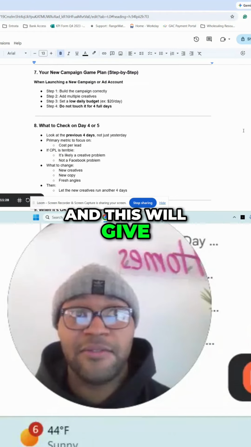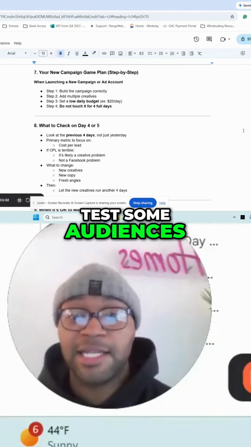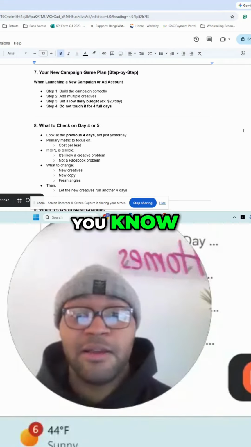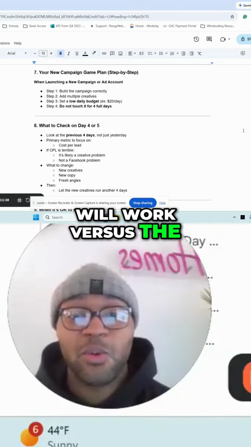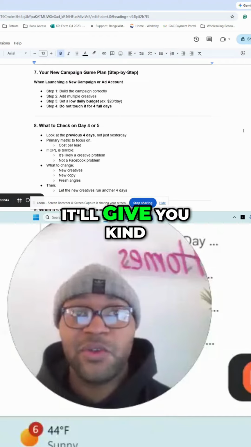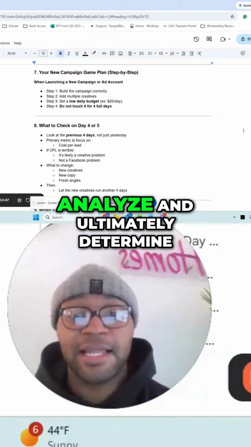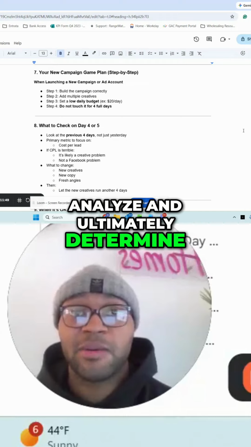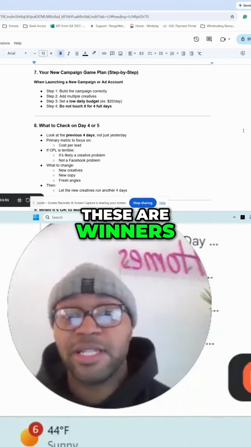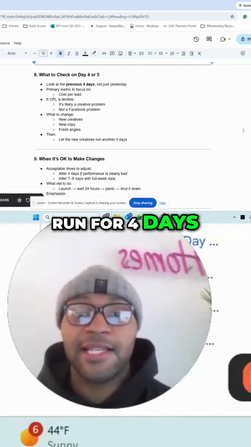This will give Facebook the opportunity to gather some data, test some audiences, and figure out which creatives will work versus the ones that won't. And it'll give you a baseline set of data to analyze and ultimately determine, hey, these are winners, these are losers.